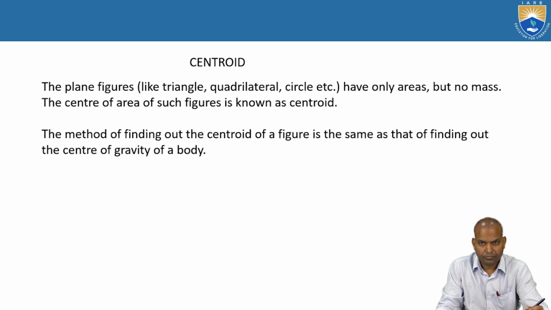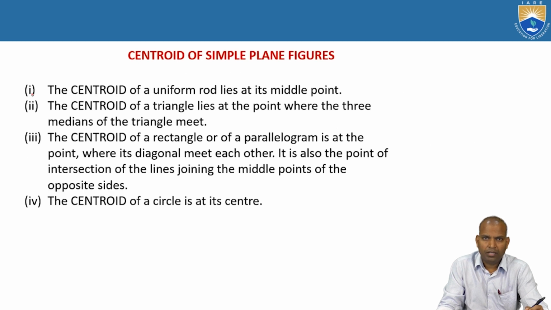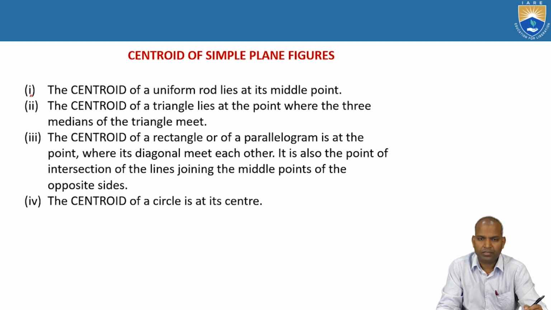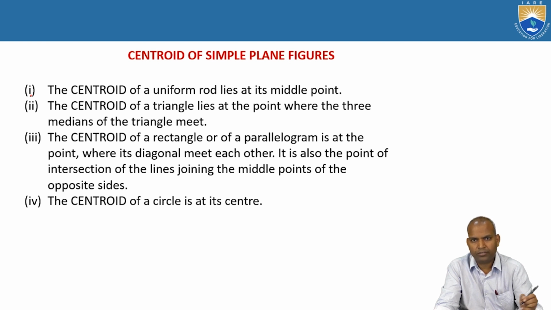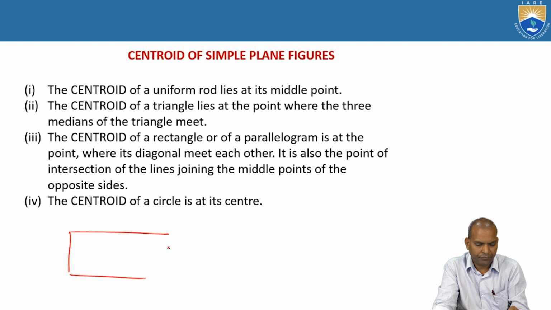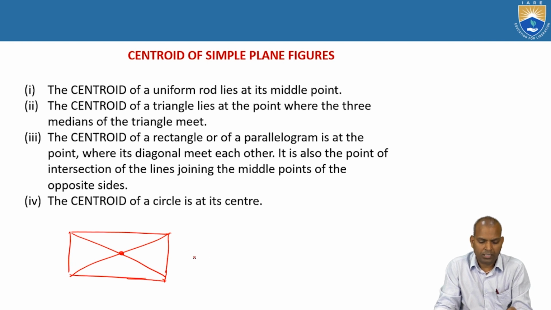Now, we have also studied the centroid of simple figures such as triangle, parallelogram, and circle. Geometrically, by the naked eye, we can tell that the centroid of a circle is at the center. The centroid of a rectangle is the intersection of the two opposite diagonals. The center of the circle is the centroid of that particular circle.